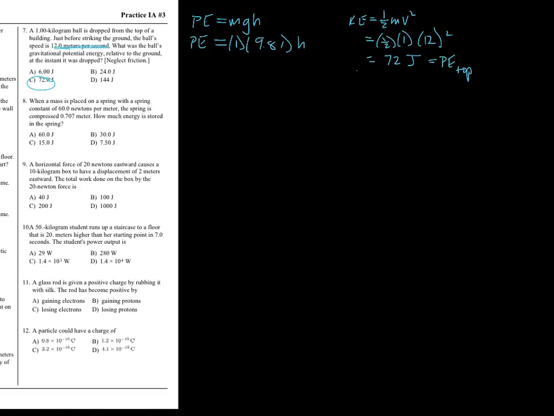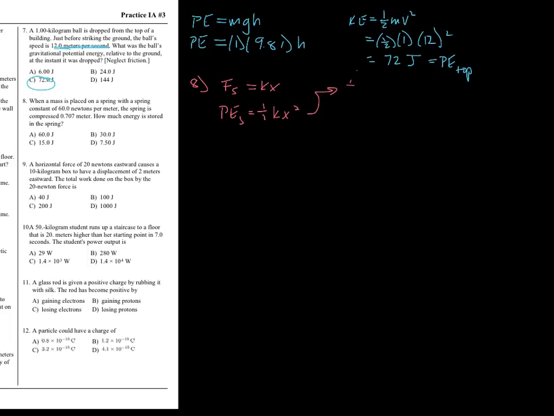All right, number 8. When a mass is placed on a spring with a spring constant of 60 newtons per meter, the spring is compressed 0.707 meters. How much energy is stored in the spring? Another common mistake I saw is confusing the two equations. For number 8, there are two types of spring equations. Fs equals kx is for force in a spring, but most of what we're looking at is energy inside the spring, 1/2 kx squared. That's what we're going to use here.